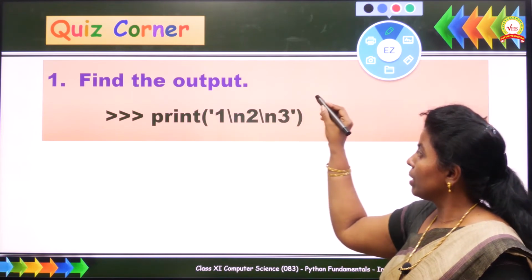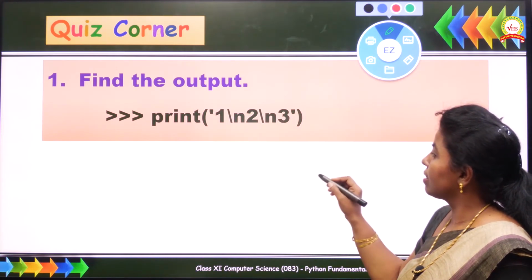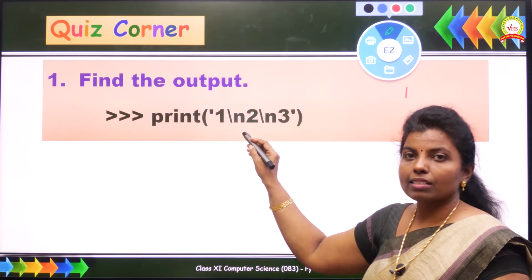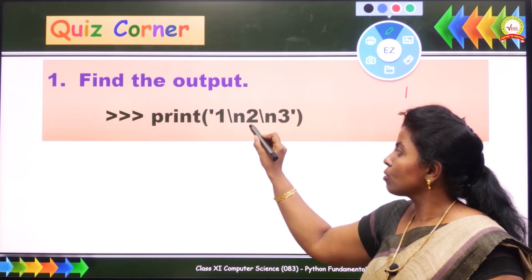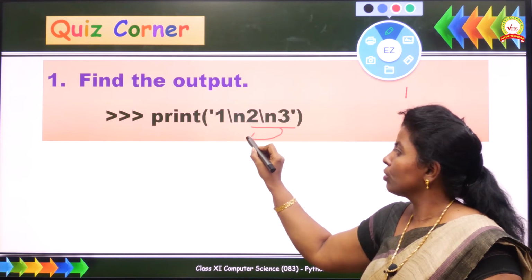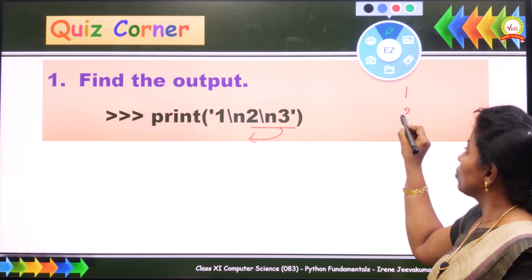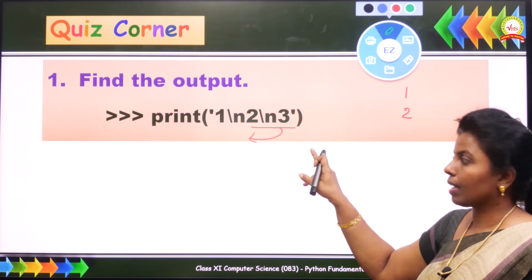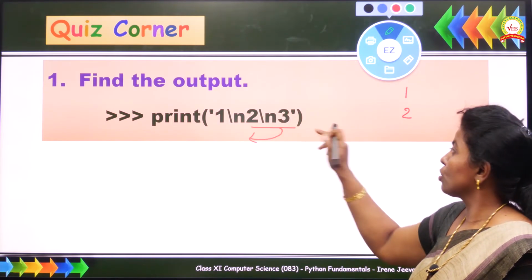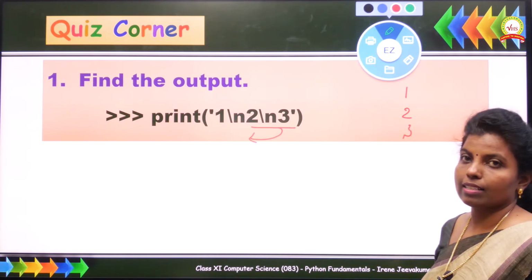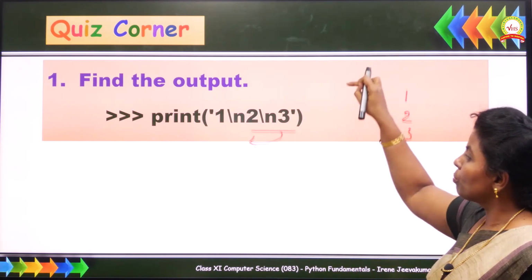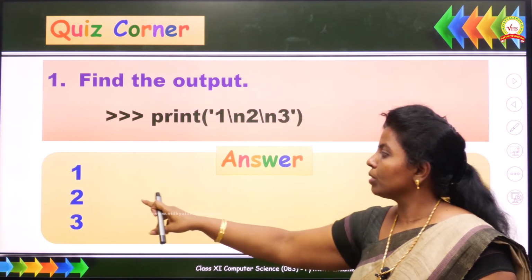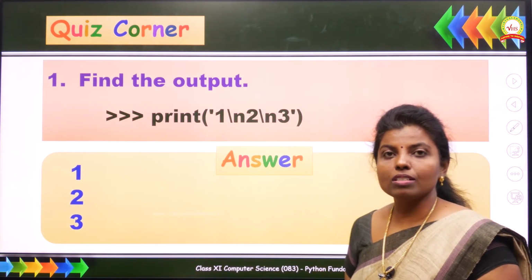According to this print statement, number 1 will be printed as it is. After the backslash n, whatever is there will come to the next line. So number 2 will be printed, and again there is another backslash, so number 3 will be printed in the next line. Now let us see what the output is for this. You can see here the output is 1, 2, 3. So this is the answer.